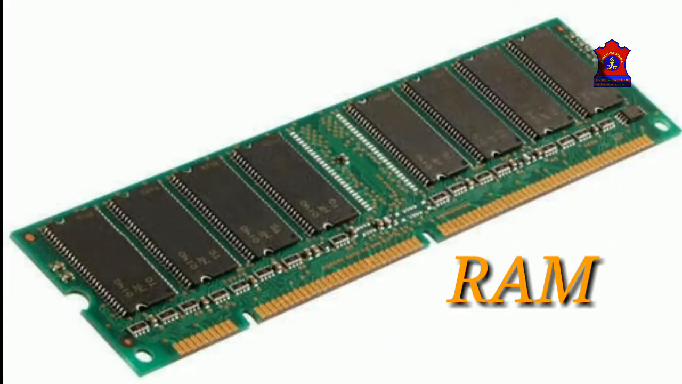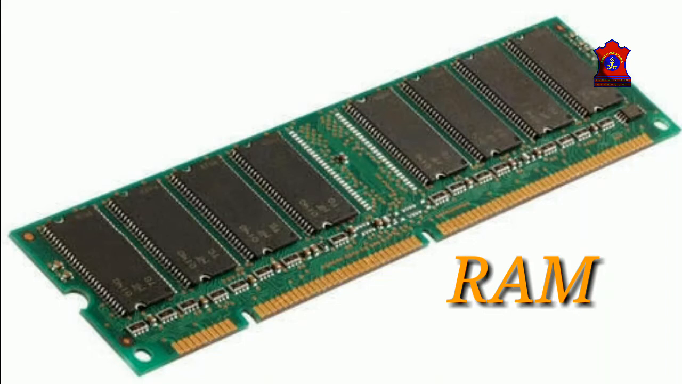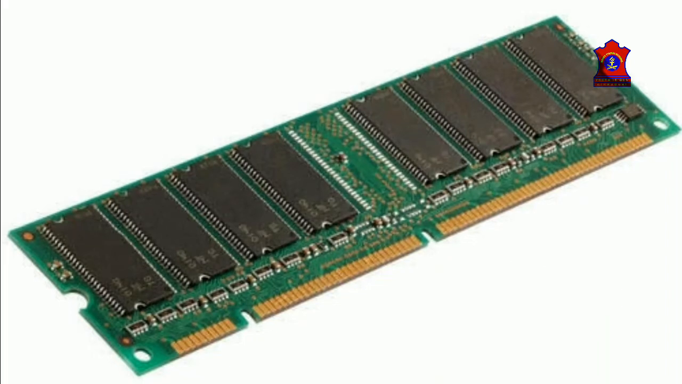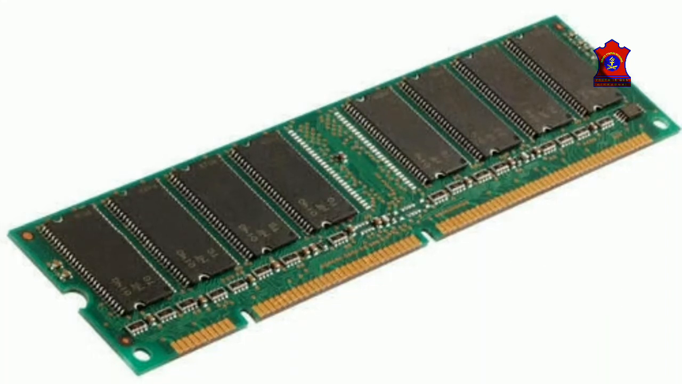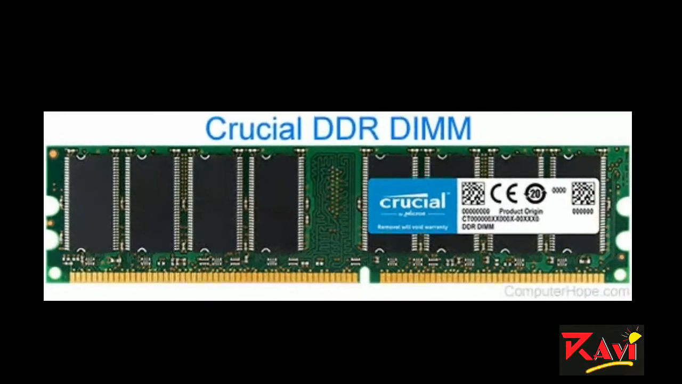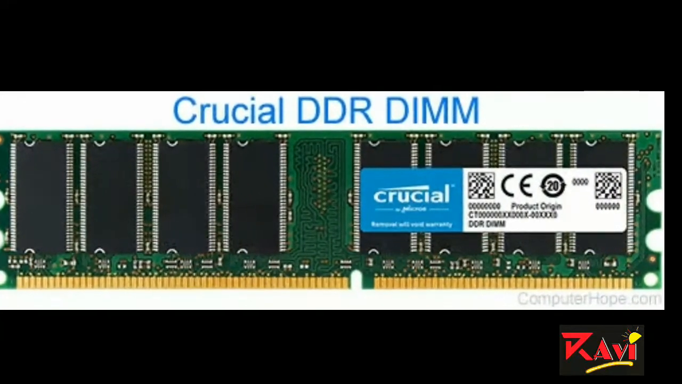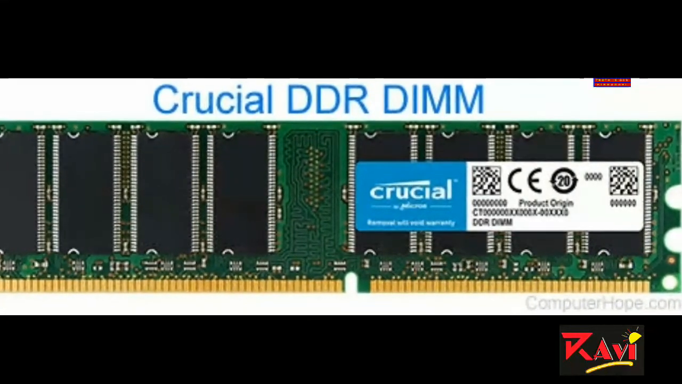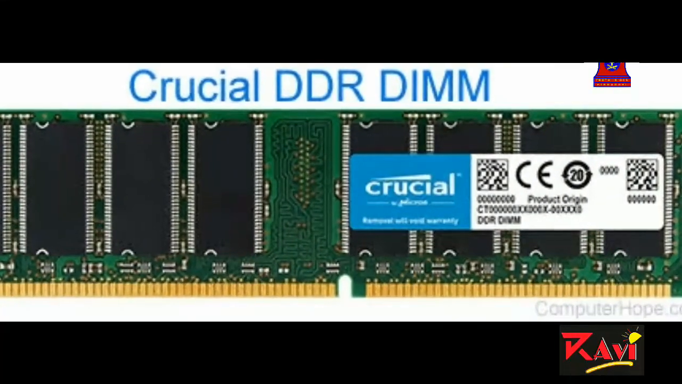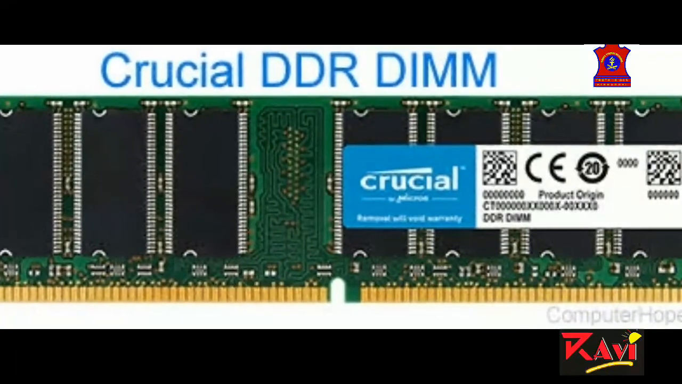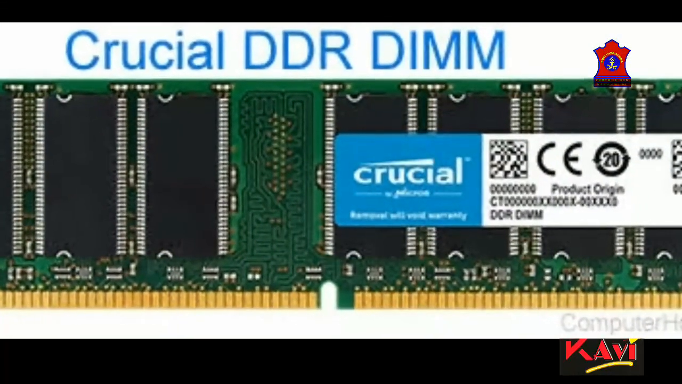Now we are going to learn about RAM. RAM stands for Random Access Memory. It is the device attached to the motherboard. When a program is started, it is first loaded in the RAM. RAM is also the primary memory or the main memory of the computer.